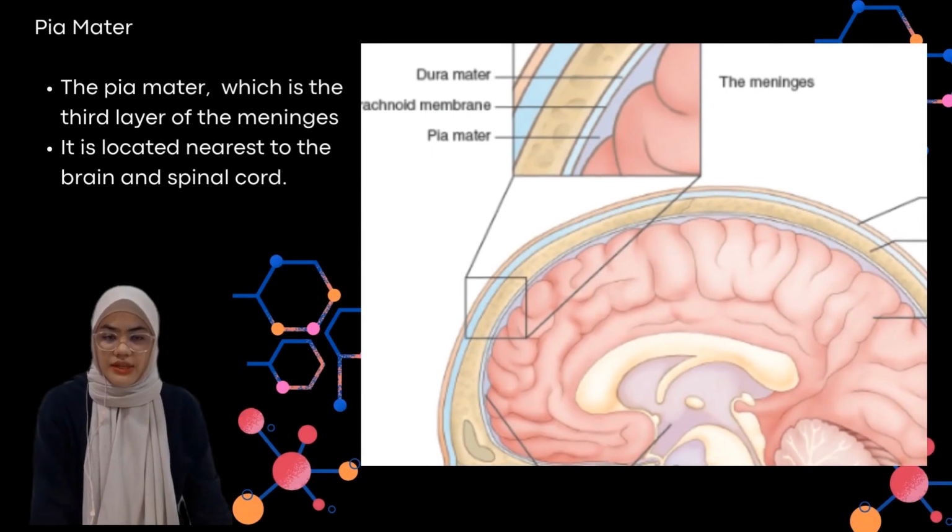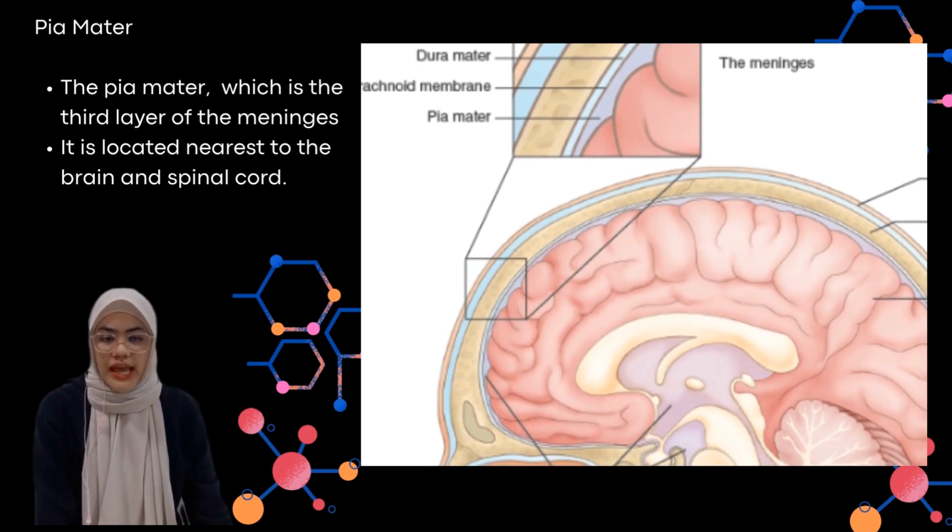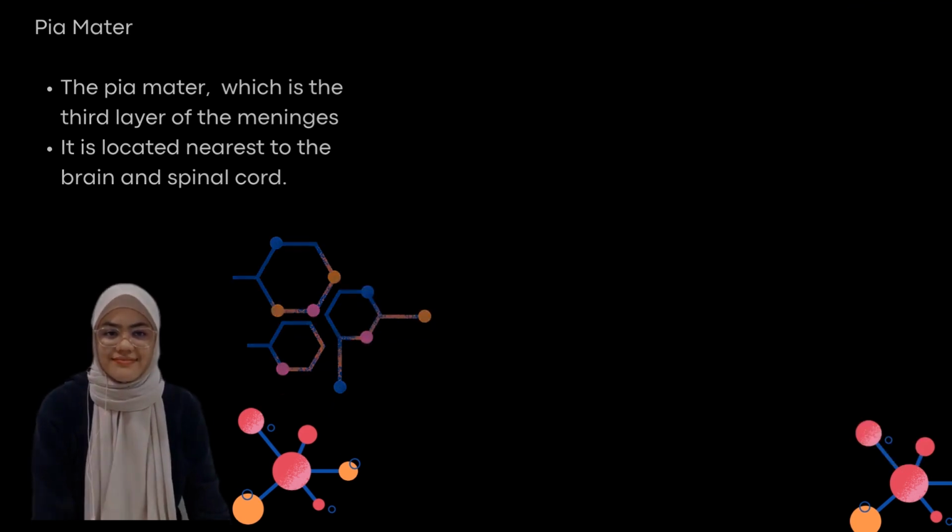And the last layer of the meninges is the pia mater. The pia mater is located nearest to the brain and spinal cord. It consists of delicate connective tissue that contains a rich supply of blood vessels.